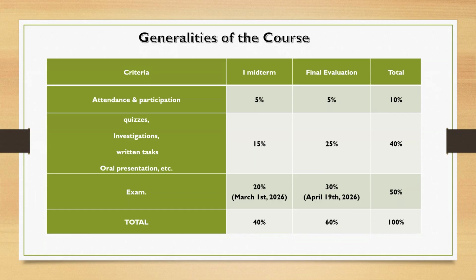And then we continue with the final evaluation. We have the 5%, in the same way. We have 55% for quizzes, investigation, written tasks, and oral presentation. And then we have the 30%: the final written exam, which is going to be on April the 19th, okay? Then we have the 60% plus the 40% of the first midterm. We have a total of 100%. That is the total score of the course, okay? Everything's clear so far, right?